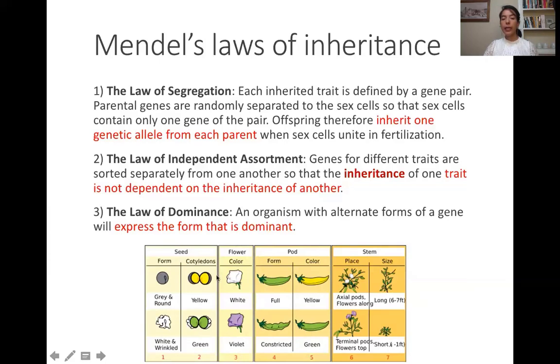And after all of these crosses, he concluded these three statements, and these are known as Mendel's laws of inheritance. The first one is the law of segregation. In this case, he reasoned that the offspring will inherit one genetic allele from each parent. Okay, so one allele will go to each of the gametes, not two alleles, right?